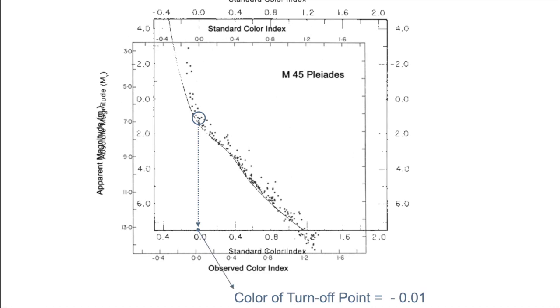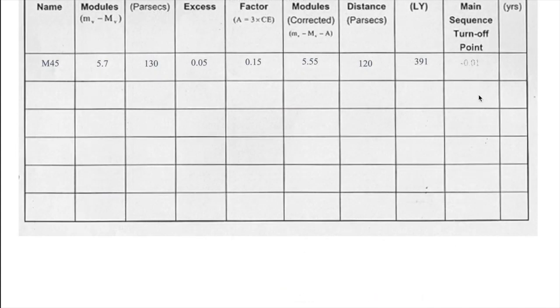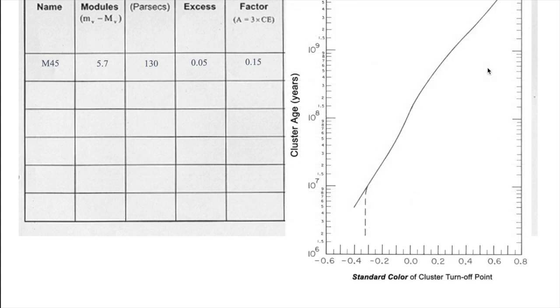It is very tiny, and that's okay. Pleiades is very close to us, and it's very young, and there are things that are a lot further away, so it's not necessarily always going to be that small of a difference. So, the color of the turnoff point is negative 0.01. We write that number down. And then we have one more graph to look at. This one is a little harder to read.